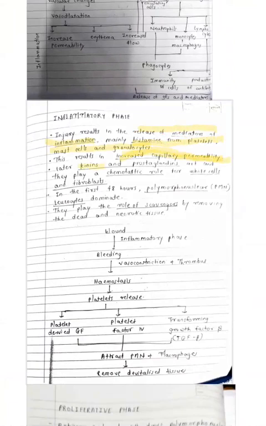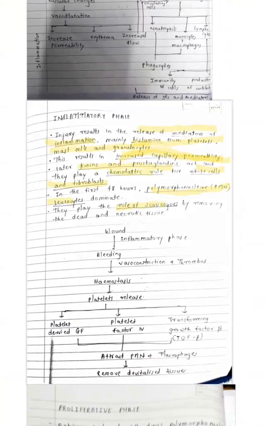Later, kinins and prostaglandins act, and they play a chemotactic role for white cells and fibroblasts. In the first 48 hours, polymorphonuclear leukocytes will dominate. They play a role as scavengers by removing dead and necrotic tissue.